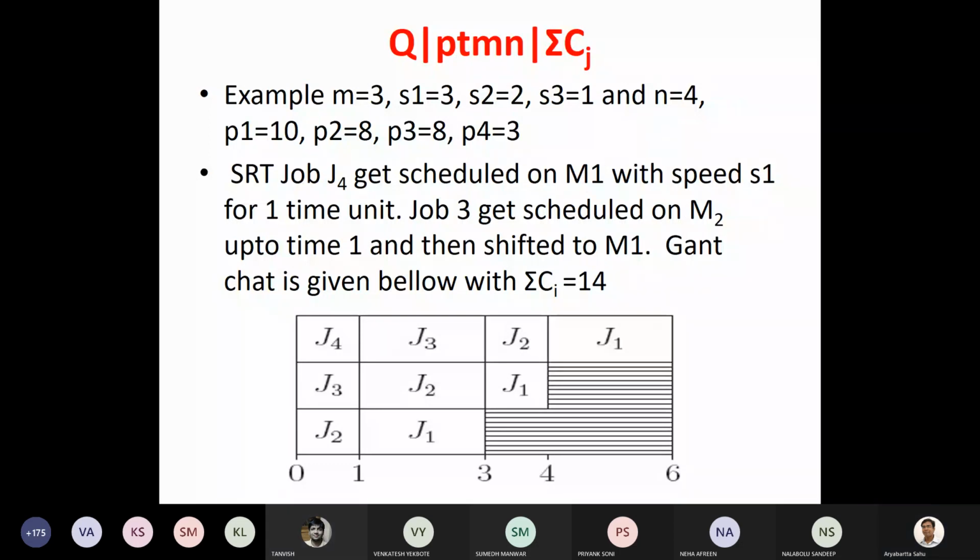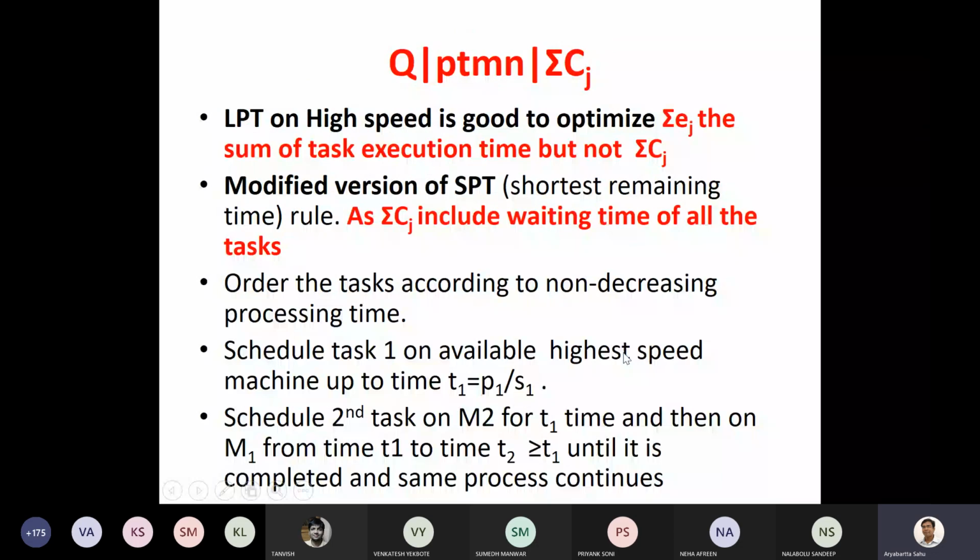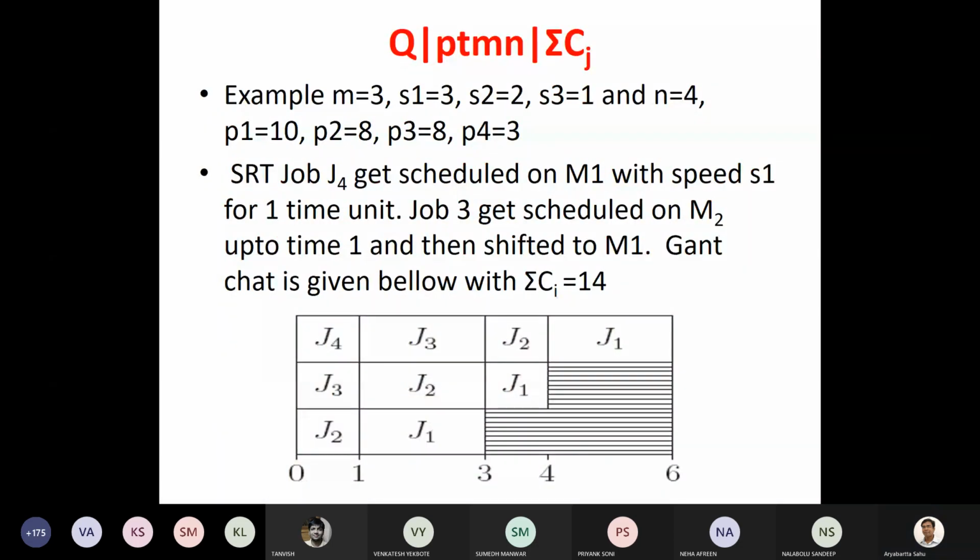Do you have any questions? Sir, in this case, P1 has the highest time, so P1 should have gone first. No, P1 went first because we're giving it to the first machine, which is the high speed machine. P1 goes first, but once its remaining time is lesser than the other jobs, it depends upon the remaining time.